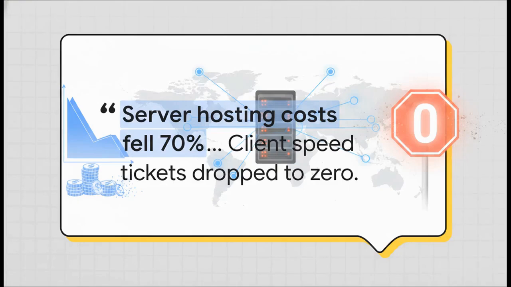Okay, but here's a stat that might actually surprise you about cost reduction. Michael Chen, a managing director at an agency, notes that server hosting costs fell 70%. Client speed tickets dropped to 0. Because you're offloading almost all of your reader traffic directly to the Edge network, your origin WordPress server is doing a fraction of the work. You can literally downgrade your expensive hosting plan while simultaneously making your site exponentially faster across the globe.